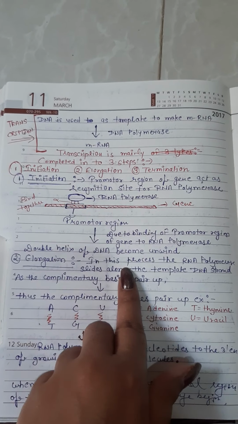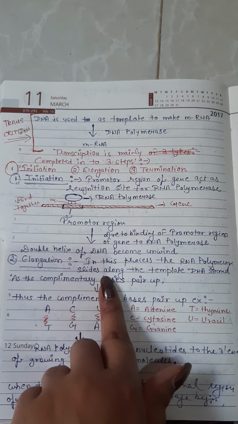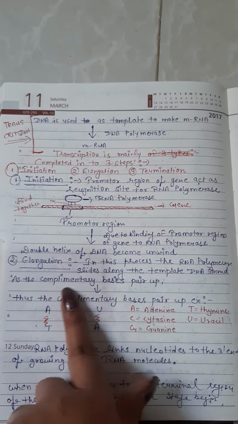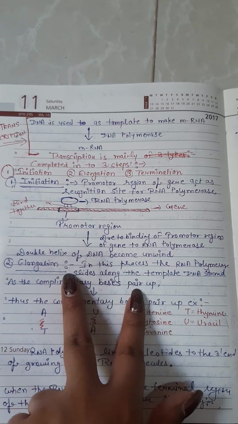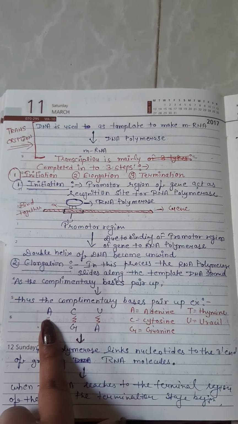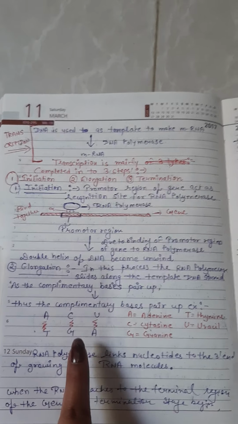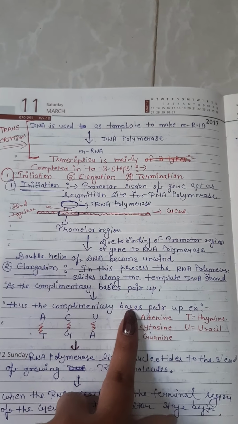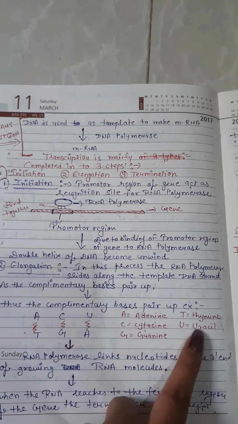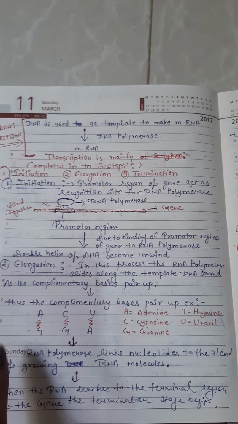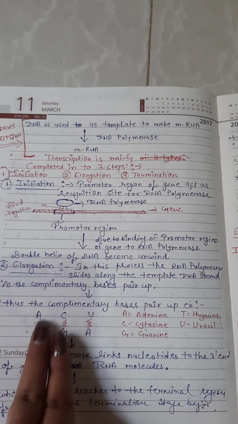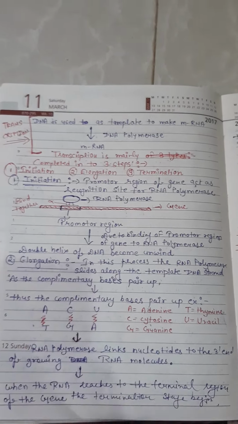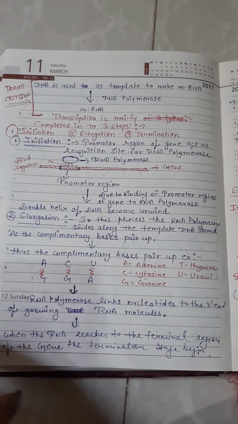Then elongation is the process where the RNA polymerase slides along the template DNA strand as complementary bases pair up. The different nucleotides are adenine, guanine, cytosine, thymine, uracil. So the RNA nucleotides combine with the DNA nucleotides in the process known as elongation. The third process is your termination process.